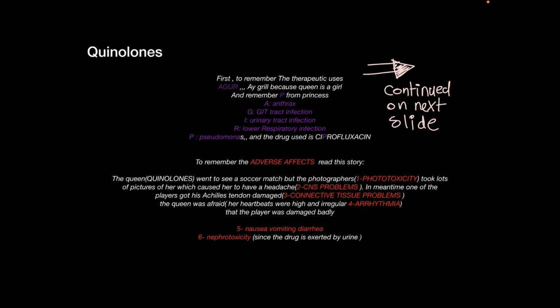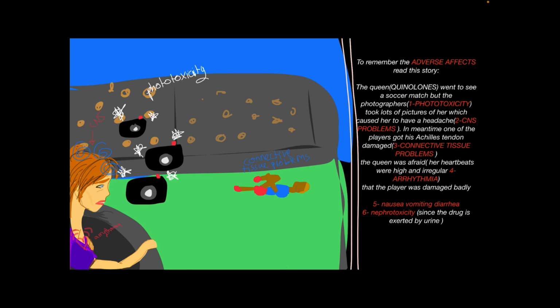We have inhibitors of nucleic acid synthesis. So first we're going to start with quinolones. And to remember the adverse effects of the quinolones, we are going to say the story of the queen. So the queen once went to a soccer match, but the photographers didn't leave her alone. The photographers kept taking pictures of her. So photographers can remind us of the side effect, phototoxicity.